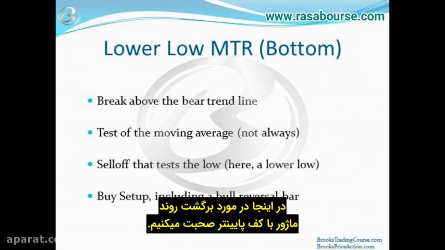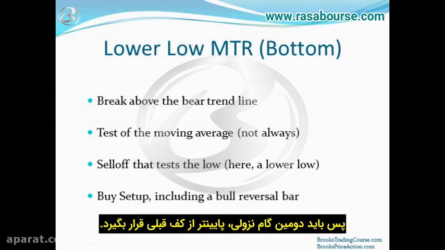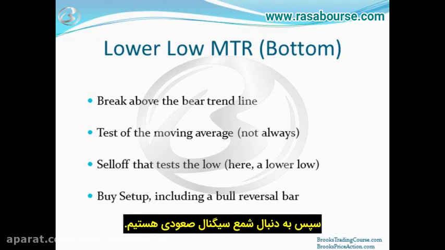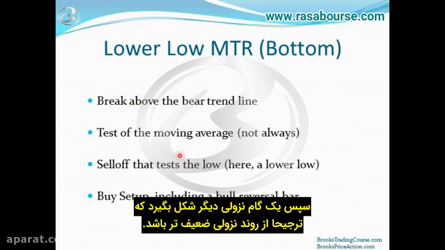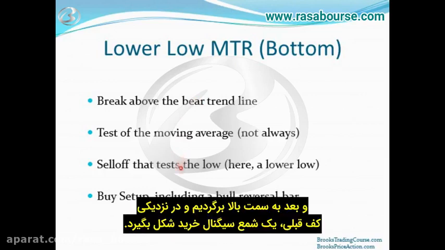Since we're talking about a lower low major trend reversal, here I'm looking for a test of the prior low that goes below the prior low. And then finally, I want to see a buy signal bar, preferably a bull reversal bar. So the context is a bear trend, a rally above the bear trend line, and then a sell-off, preferably weaker than the sell-off in the original trend, and then a reversal up, including a strong buy signal bar in the area of the prior low.